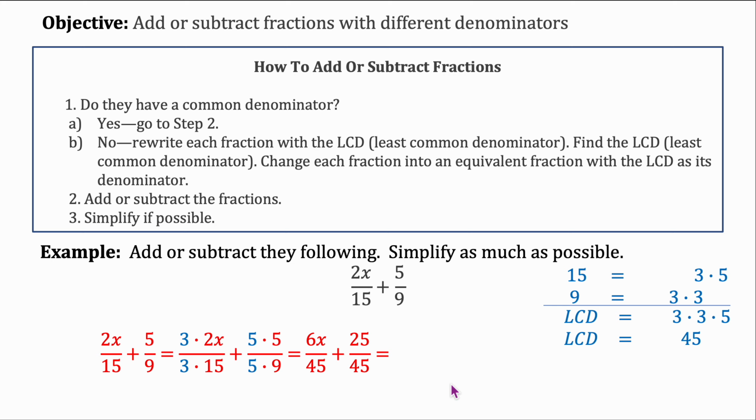So we get 6x over 45 plus 25 over 45 is 6x plus 25 over 45. Now, there's nothing else we can do to that. 6x plus 25 has nothing that is factorable, so that is your final answer. So that is a little bit about how we add or subtract fractions with different denominators.